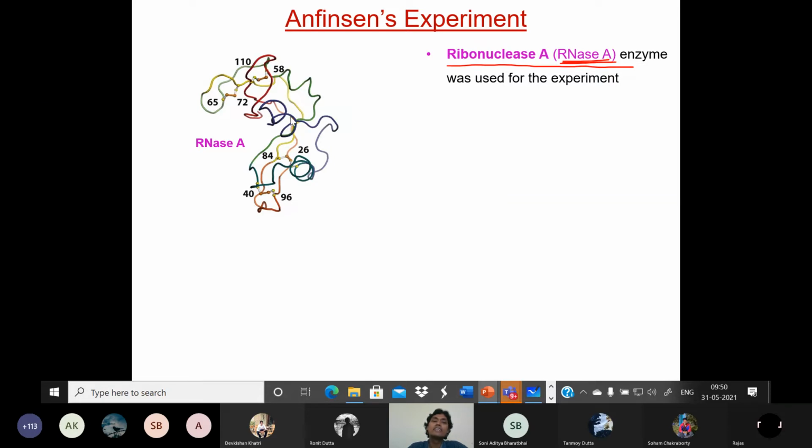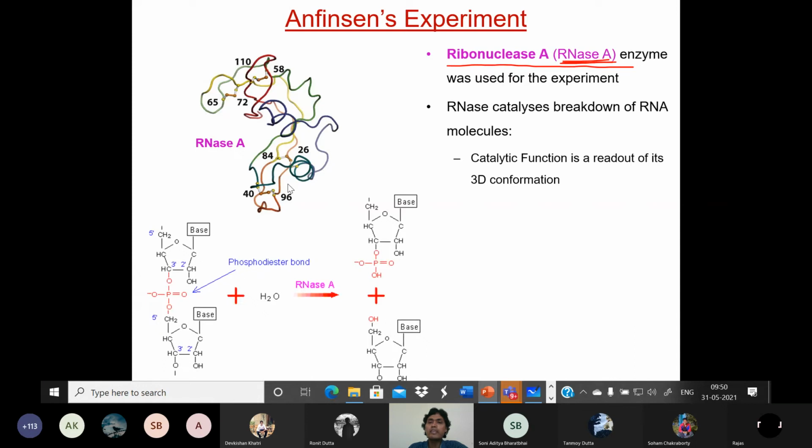So here this is just a ribbon diagram of RNase. Now, there are a few properties you should know before explaining this experiment. So here, this is just a segment of RNA.